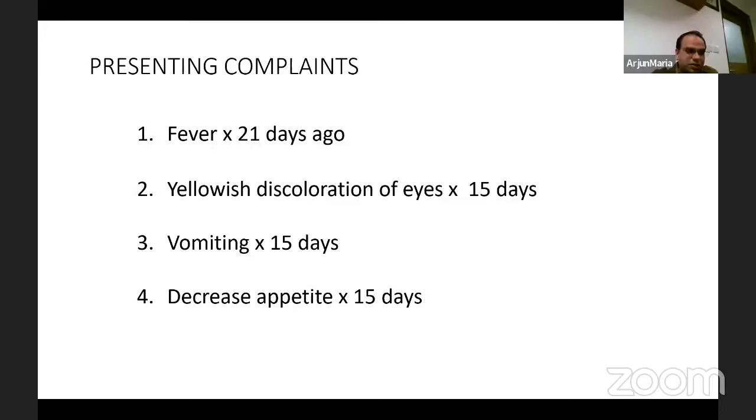What is the importance of stool color in differentiating between these two causes? Sir, in obstructive jaundice, the stool color is clay colored. Yes, very good. And in the hepatocellular cause, sir, the stool is normal colored and the urine is dark colored.